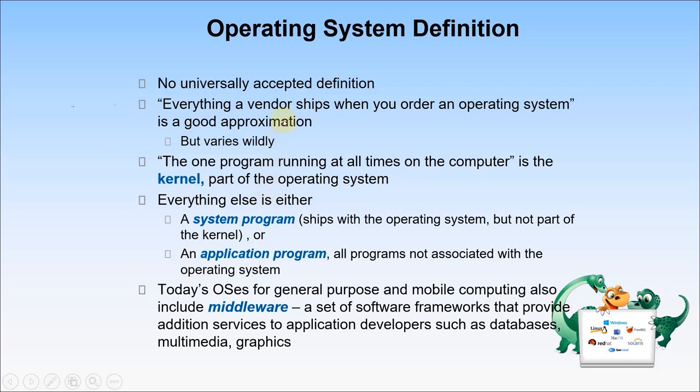One definition I would give is that the operating system is a resource allocator. When you say resource allocator, it manages and allocates resources. I would also define an operating system as the one that controls programs. The controlling program controls the execution of user programs and operations of I/O devices. Some define an operating system as the kernel, the one program that is running at all times, with everything else being application programs. Today's OSs for general purpose and mobile computing also include middleware. This is a set of software frameworks that provide additional services to application developers, such as databases, multimedia, graphics, etc.